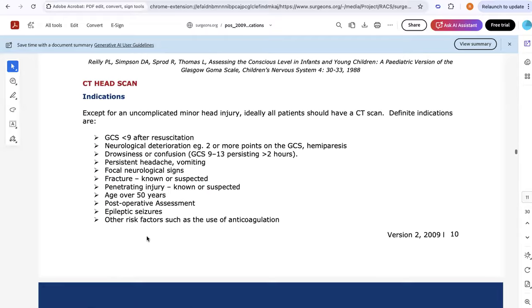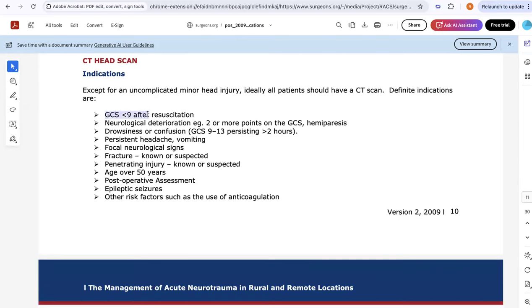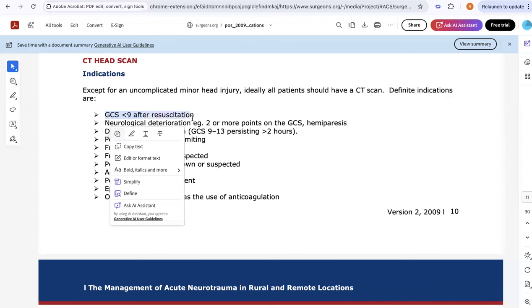That's important. You should also know what are the absolute indications for doing a CT scan in a head injury patient. Not every patient who had a head injury will require a CT scan. So definitely GCS less than 9 after resuscitation requires a CT. If a patient has neurological deterioration like hemiparesis, definitely CT is needed. Drowsiness or confusion, persistent headache, vomiting, focal neurological sign like hemiplegia, fracture, age over 50, or the patient had a seizure after head injury. Any of these will require the patient to go for a CT scan. Mainly, this is the criteria.